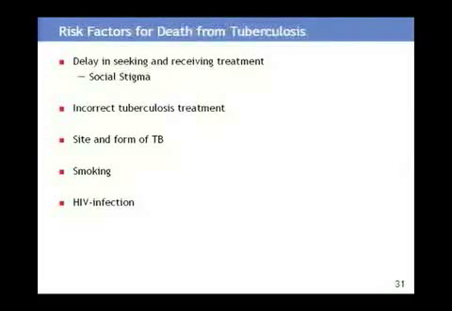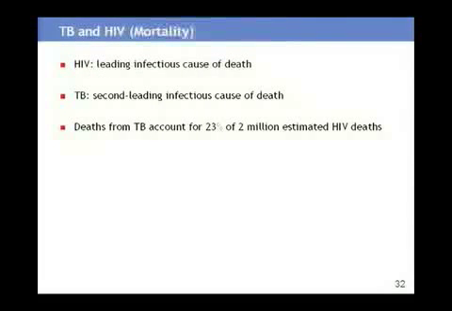The site and form of TB we've discussed, but patients who have cavitary disease are most likely to die, more so than people with other forms of TB. Smoking, we've seen, increases your risk of mortality due to TB, and the most important contributor to death among patients with TB is HIV infection. And we'll talk about that quite a bit now. HIV is the leading infectious cause of death worldwide, and TB is the second leading infectious cause of death. Deaths from TB account for over 20% of the 2 million estimated HIV deaths annually.